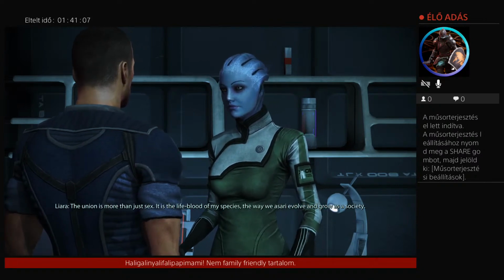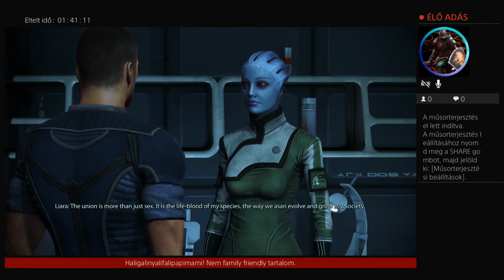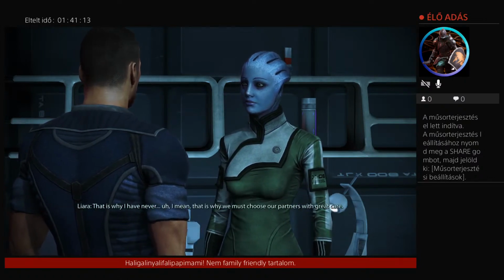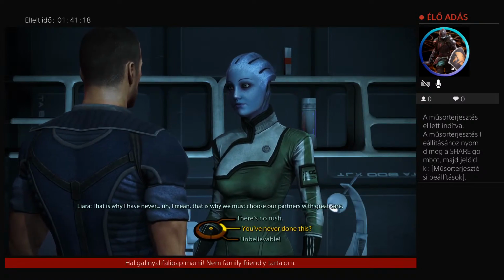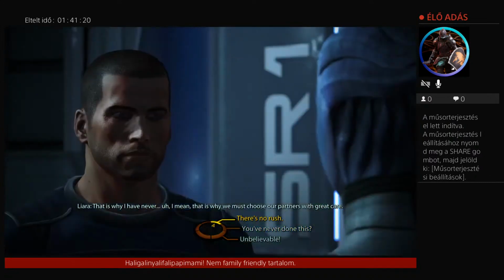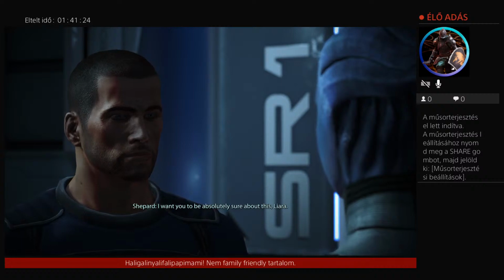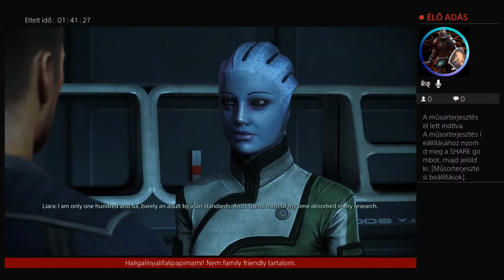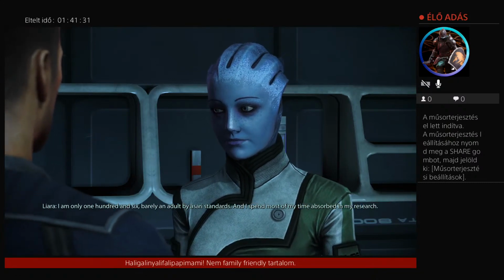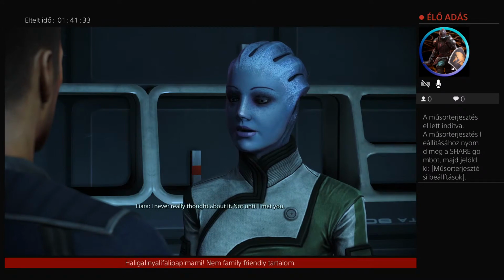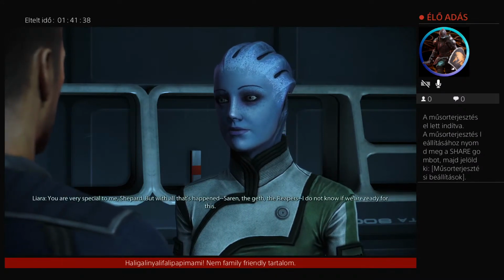It is the lifeblood of my species, the way we Asari evolve and grow as a society. That is why I have never... that is why we must choose our partners with great care. I want you to be absolutely sure about this, Liara. I am only 106, barely an adult by Asari standards, and I spend most of my time absorbed in my research. I never really thought about it. Not until I met you. You are very special to me, Shepard.